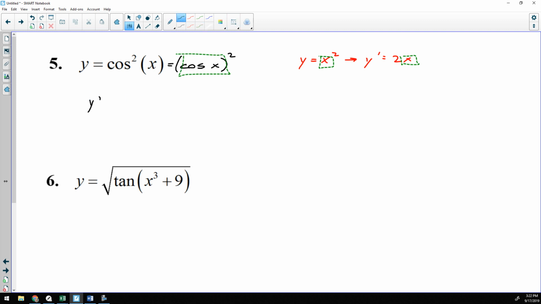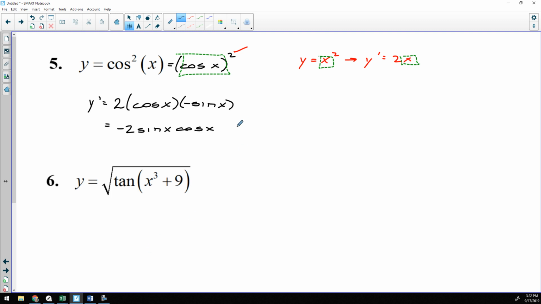And so this derivative, I'm going to bring the 2 down, leave the cosine alone, because that's the derivative of x squared. It's 2x, here it's 2 cosine x. So I've now done the exponent part. Then I need to multiply by the derivative of the inside, and the derivative of cosine is negative sine x. I'm going to move that negative in front and maybe reorder it. Sine looks better before the cosine, so negative 2 sine x cosine x.